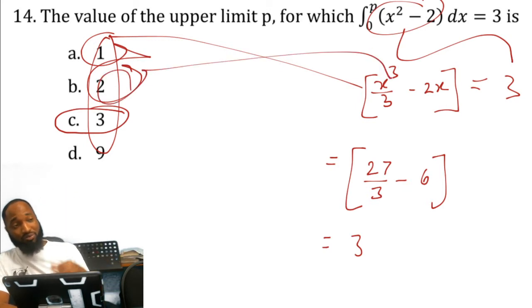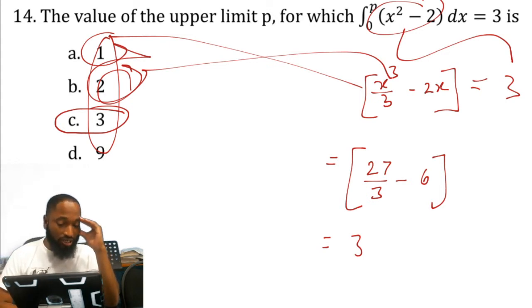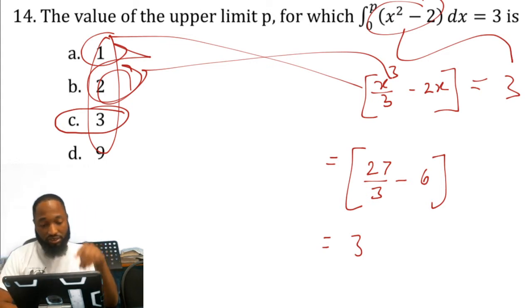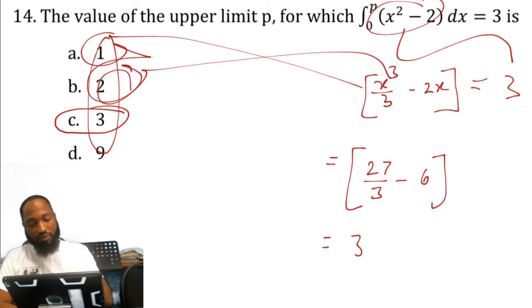2 cubed is 8, and from the time I hear 8, I know I'm going to end up with a fraction, because 3 into, you know, and I have to get a whole number 3. So that's why I feel like 3 would be the best one. 9 is too big. Last question.